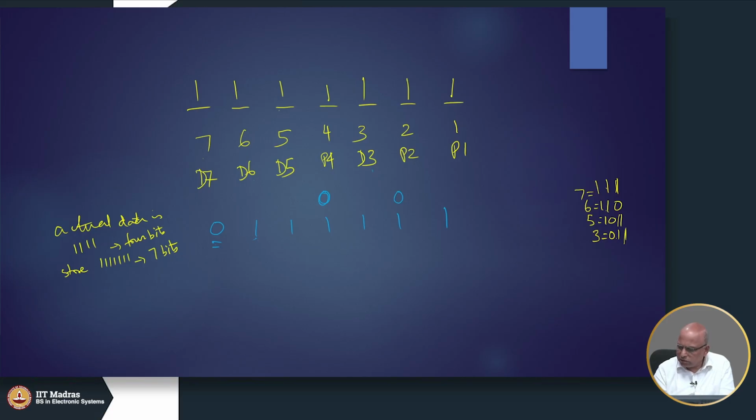The last one is 7, 5 and 3. So 0, 1 and 1. So again this is 0. So I calculated this from the fetched data.